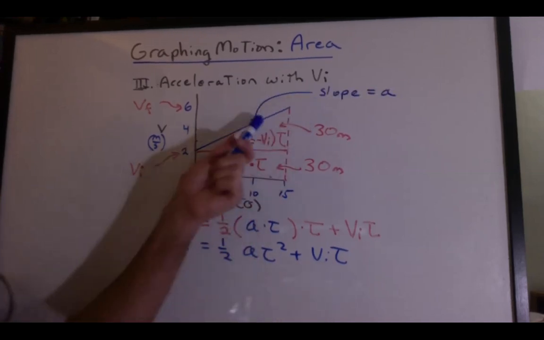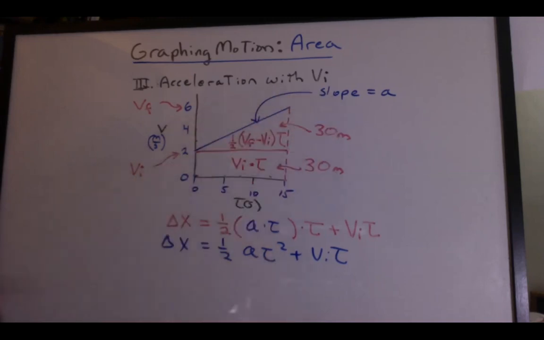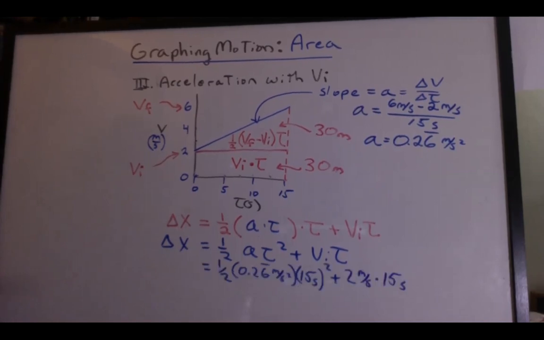Remember that the slope of that line is the acceleration? We know how to find that. The acceleration is 0.26 repeating meters per second squared. We can now plug that in for the acceleration: 15 seconds squared, plus 2 meters per second times 15 seconds. Hey, we still get 60 meters. It works.